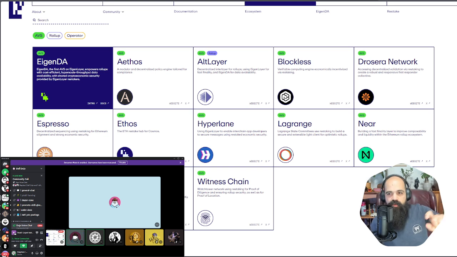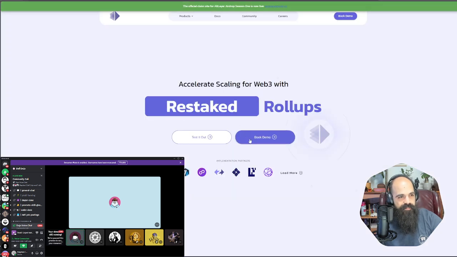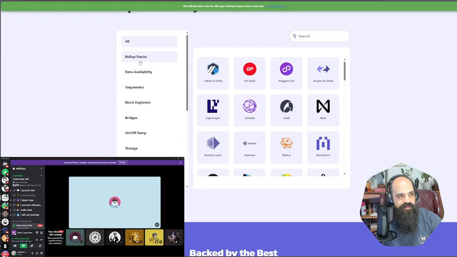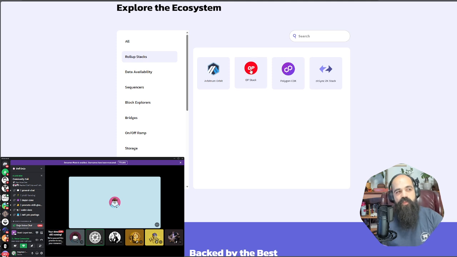Now, a very quick tangential question on top of that: are there any chains that you know of that are building on top of AltLayer? Yeah, AltLayer has a few chains that I think are building on top of them. I've got to find it. Book demo, test it out. It's somewhere on their page. Restaked rollups, right? Yeah, I think it's in the restaked rollup section. Wait, no, I think it's actually on the other side, the RaaS. Rollup stacks? No.